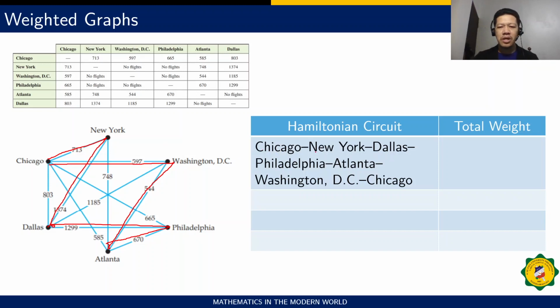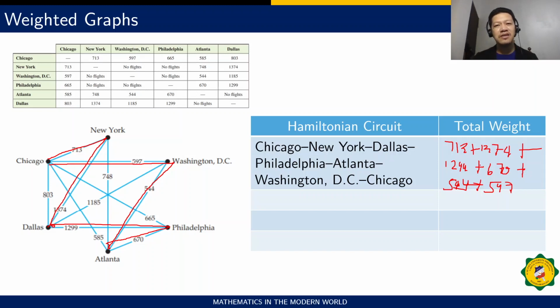So we have Chicago to New York, that's 713. Then you add New York to Dallas, 1,374. Then Dallas to Philadelphia, 1,299. Then Philadelphia to Atlanta, 670. Then Atlanta to Washington, 544. And the last one is Washington going back to Chicago, 597. You need to get the total of that, and that's the total weight.